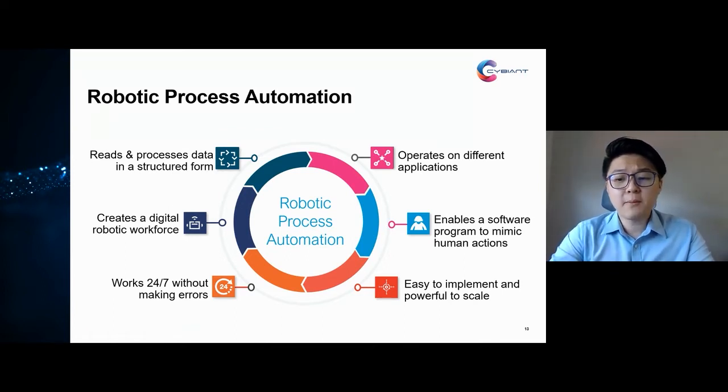RPA is capable of automating several tasks in a business. Some of the basic tasks, for example, are working on data sheets, entering data into different applications, preparing reports, reading and responding to email, and reading and fetching information from websites, documents, etc. And there are many, many more that we can mention.